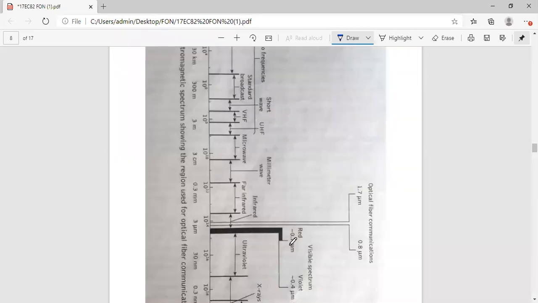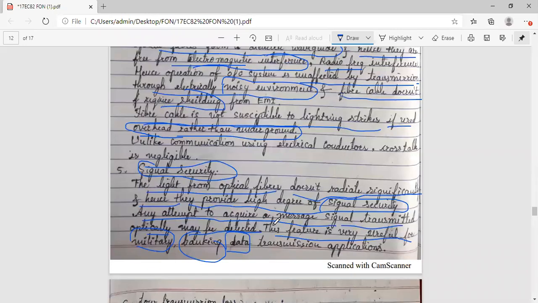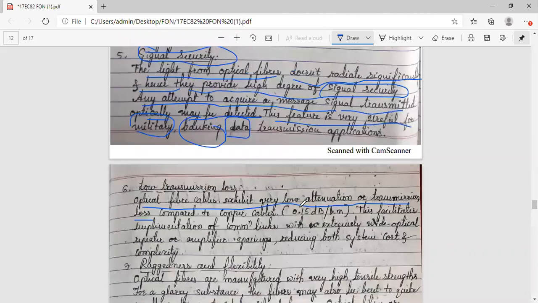So now, how much is it currently? The attenuation loss is 0.15, not even 5. It is much lesser than that, 0.15 decibels per kilometer, which is very, very less compared to copper cables, which is 10 dB per kilometer.